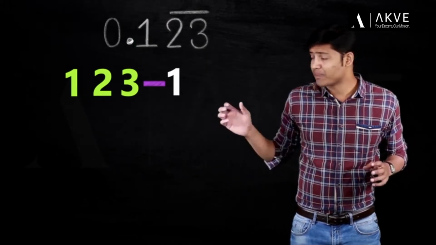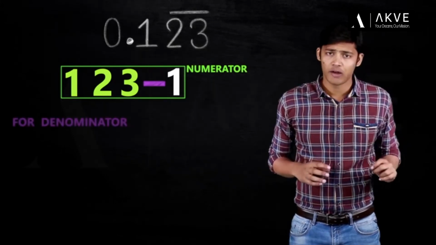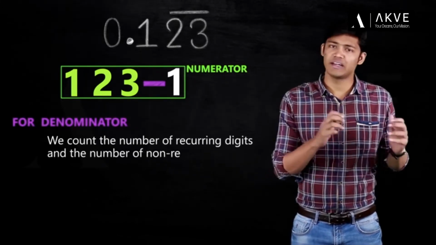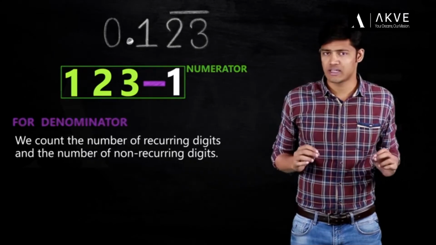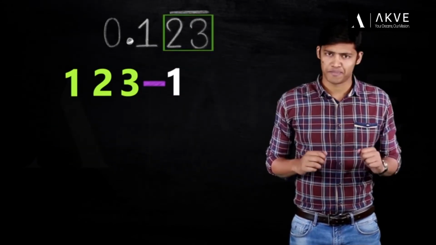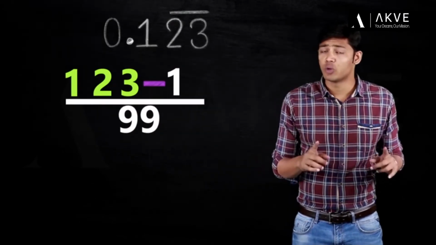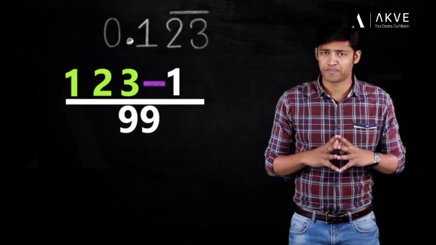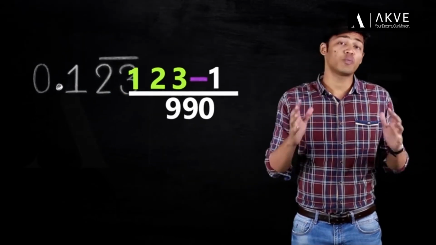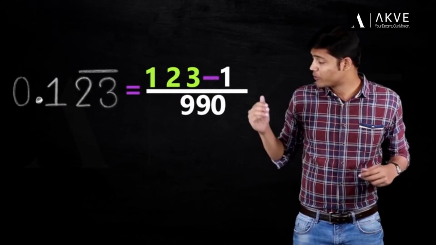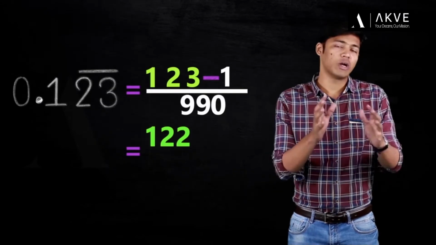So, 123 minus 1 forms the numerator of this number. To find the denominator, we have to count the number of recurring digits and also the number of non-recurring digits. As we can clearly see, there are 2 recurring digits here. So in the denominator, we write 2 9s in the starting. And also, there is only 1 non-recurring digit here. So after the 2 9s, we mention a 0. So that's it. 0.123 bar is equal to 123 minus 1 divided by 990, which is nothing but 122 by 990.